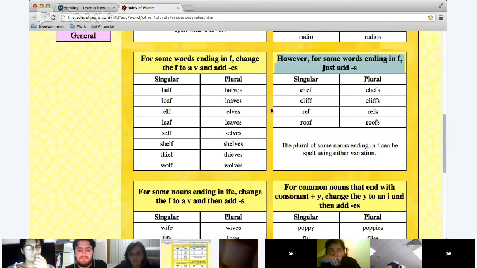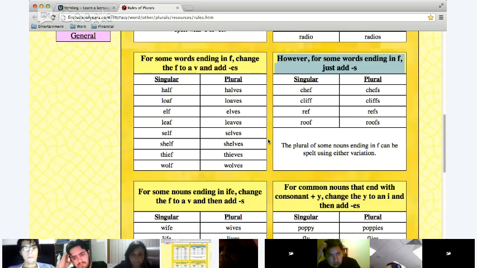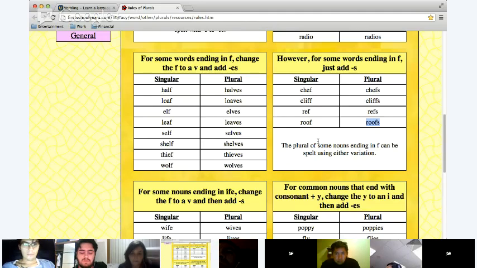The plural of some nouns ending in F can be spelled using either variation. There may be some, but I'm not familiar with those either. The most common ways are going to be like this. I don't know of very many where all we do is have the F and add an S. These are probably the most common: chefs, cliffs, refs, and roofs. Okay, very good.